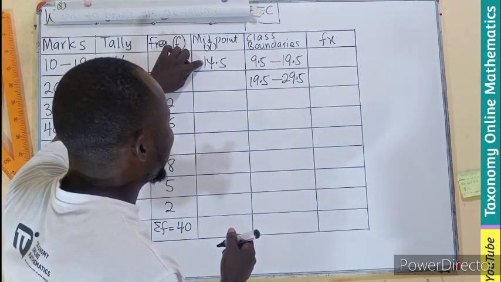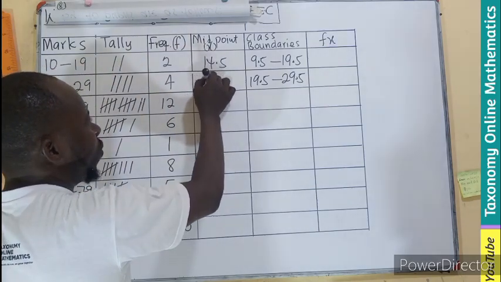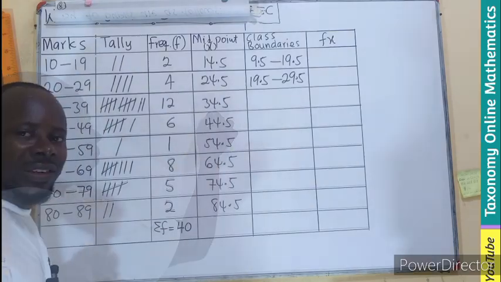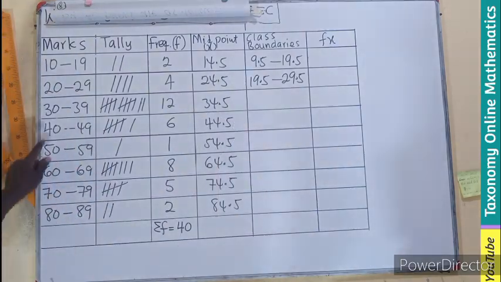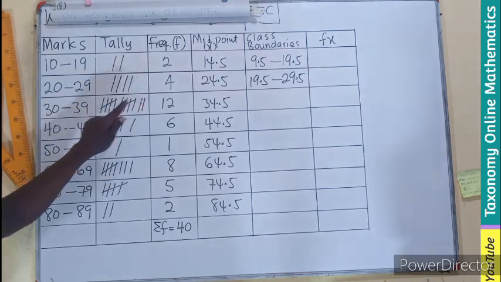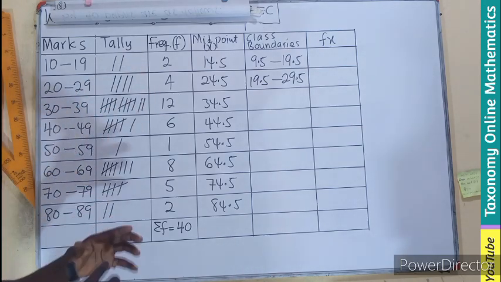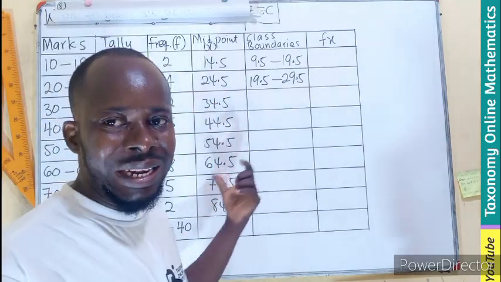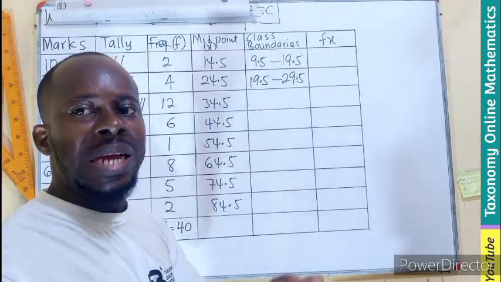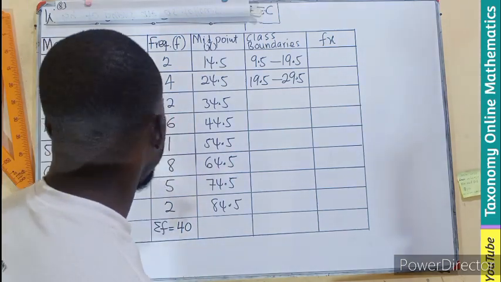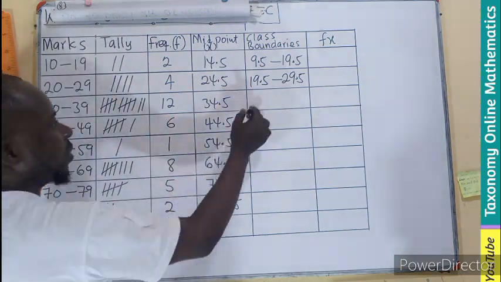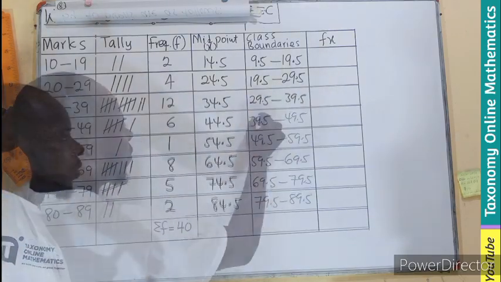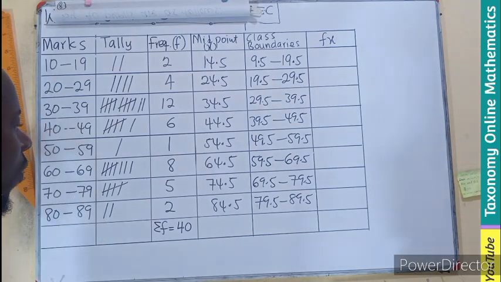What I mean is that 14.5 plus 10 will be 24.5, 34.5. You can see that it is a lot easier than saying 20 plus 29 divided by 2, 30 plus 39, 40 plus... Take your time. So if you know the class size, you only add it to the first one you have. Then you can generate all without any stress. So remember here, we are going to subtract. So 29.5, 39.5. Okay, so that's how we generate all of them.